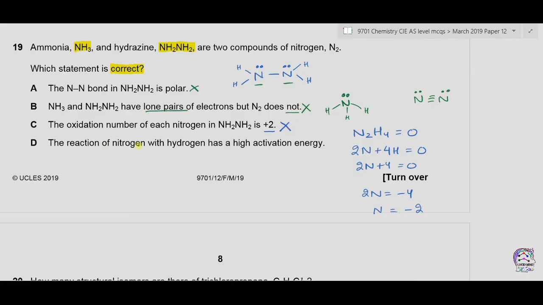Part D. The reaction of nitrogen with hydrogen has a high activation energy. Nitrogen reacts with hydrogen to form ammonia. As we know, this is a reversible reaction and there is a triple bond in the nitrogen molecule and a single bond in the hydrogen molecule, so a lot of energy is required to break this triple bond and this single bond in order to make NH3. So therefore the activation energy of this reaction is quite high. So option D is correct.